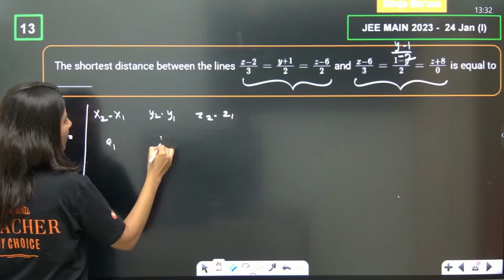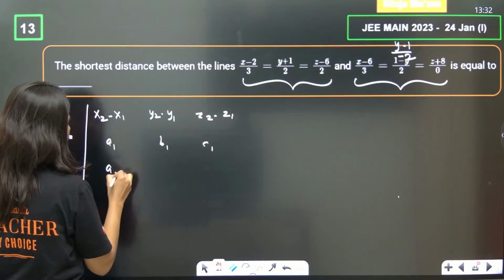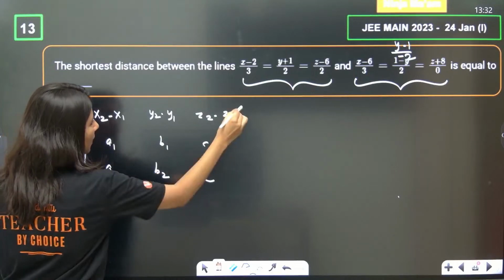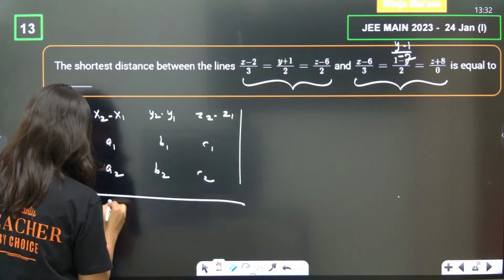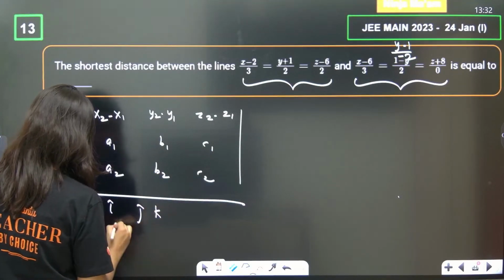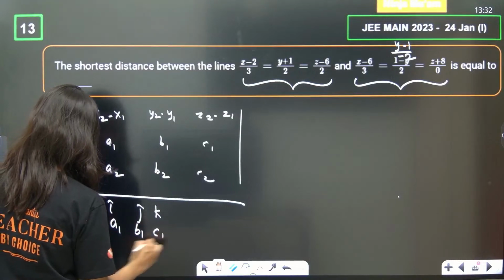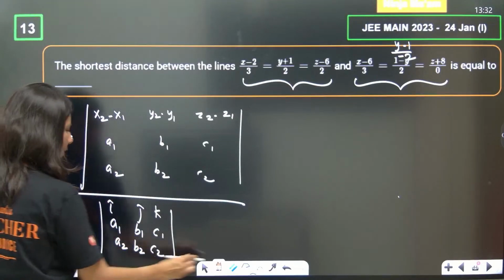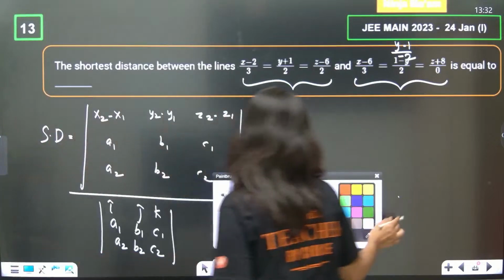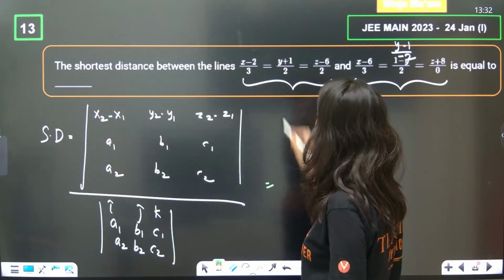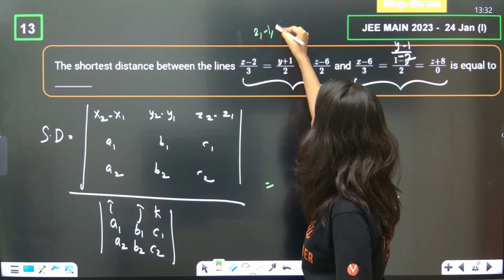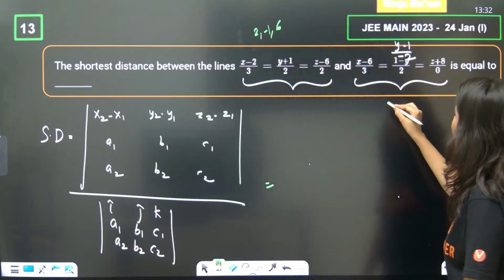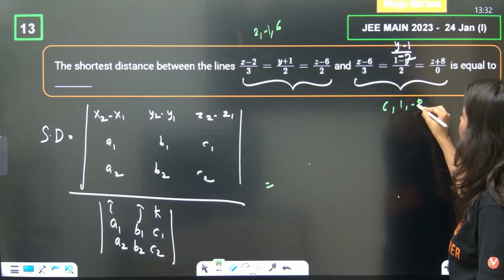This is a1, b1, c1, a2, b2, c2. And on the denominator, i, j, k, a1, b1, c1, a2, b2, c2, magnitude of the cross product. Okay. Now let's plug in the values. First of all, (2, -1, 6) is the very first point and (6, 1, -8) is the second point.